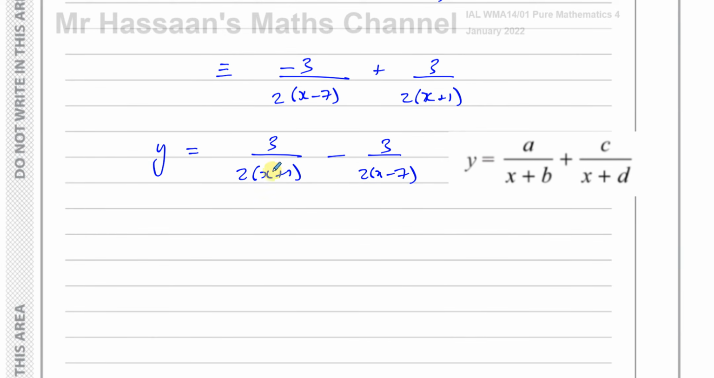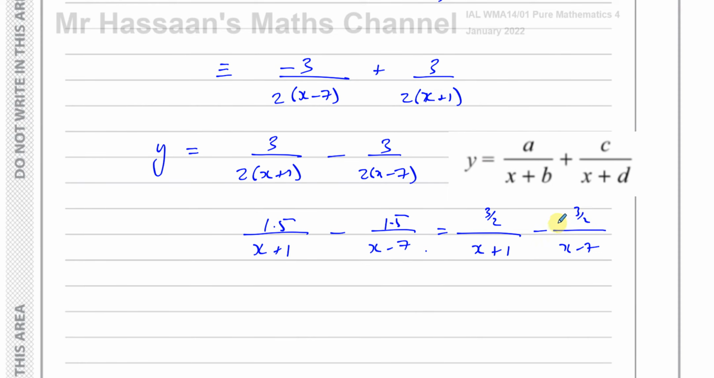They say accept 1.5 over x plus 1 minus 1.5 over x minus 7. They say accept that as well. And they even say accept 3 over 2 times x over x plus 1 minus 3 over 2 times x minus 7. But these are not proper ways of writing fractions. This is the proper way of writing it.